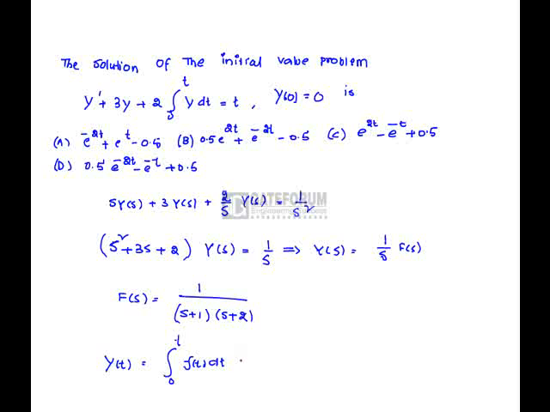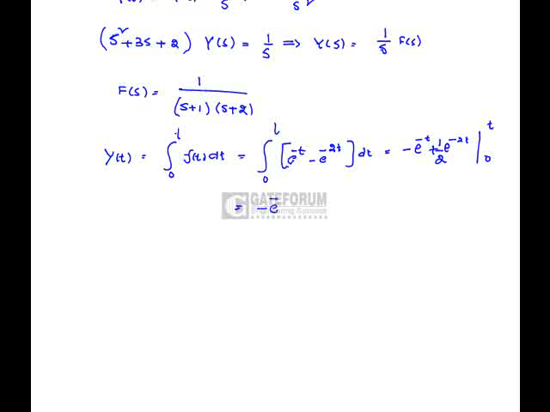So integration 0 to t of (e power minus t minus e power minus 2t) dt, which is nothing but [minus e power minus t plus 1 by 2 e power minus 2t] from 0 to t. If we substitute, minus of (minus 1 plus half), we will get this as 0.5 e power minus 2t minus e power minus t plus 0.5, which is option B. B is correct, D is correct.